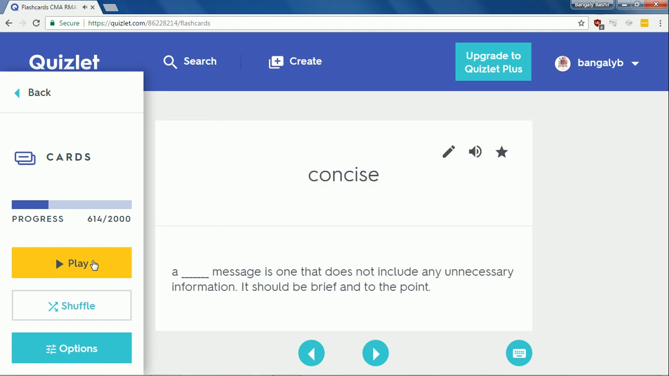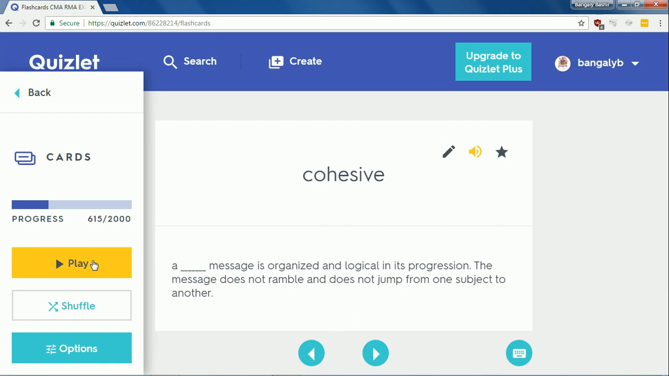Concise. A blank message is one that does not include any unnecessary information. It should be brief and to the point. Cohesive. A blank message is organized and logical in its progression. The message does not ramble and does not jump from one subject to another.